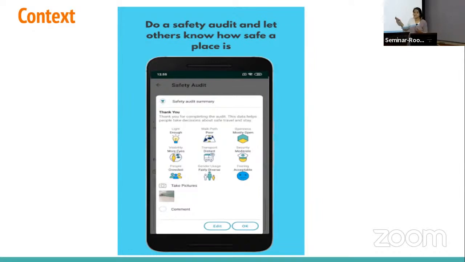They are also using this to generate these safety maps, and they are working with urban policy.